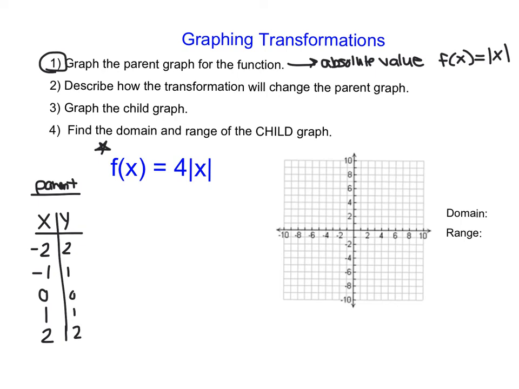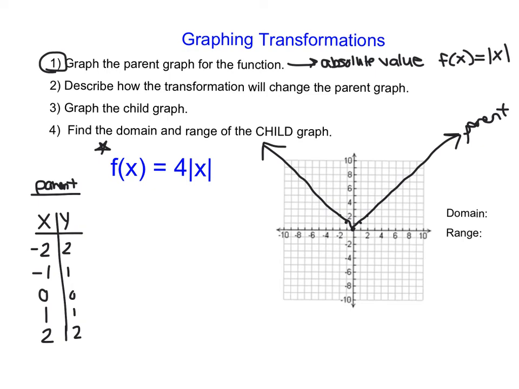If I go over to my coordinate plane and I plot those points, I end up with that V-shaped graph that I saw before. So this black one I'm going to label as my parent function. That's my parent function, and I'm going to transform this in order to create my child graph.